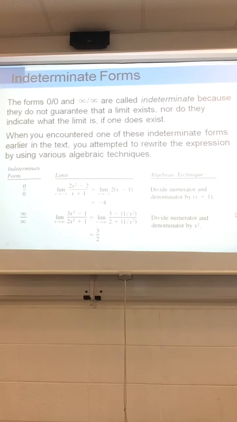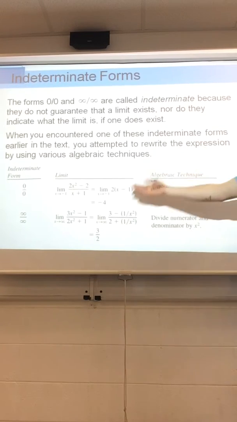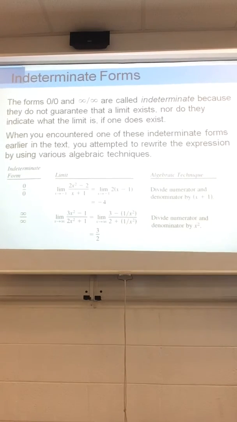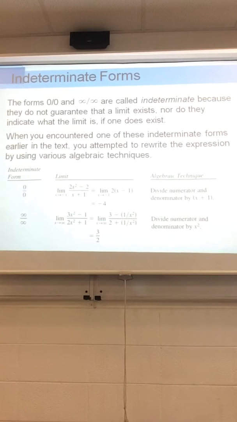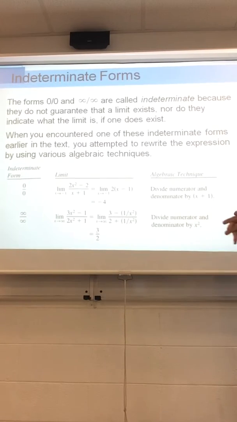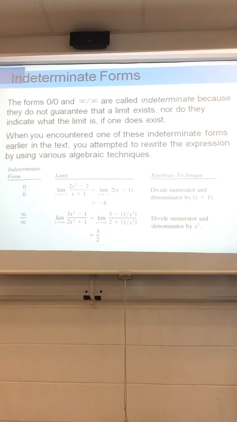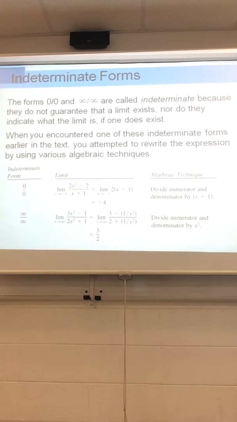The method we used here was we divided the top and bottom by x plus 1. So we canceled that out, and then we had this left. We could put -1 in, we could find this limit. The method we had with this is we divided the numerator and the denominator by x squared, so we ended up getting 3/2. So we had methods to finding those limits.